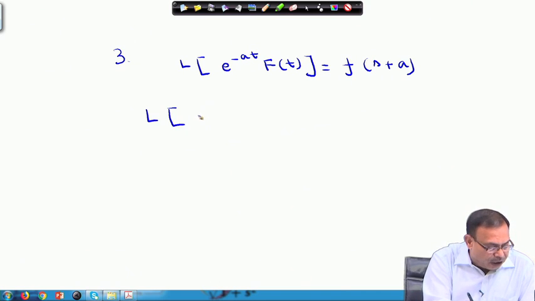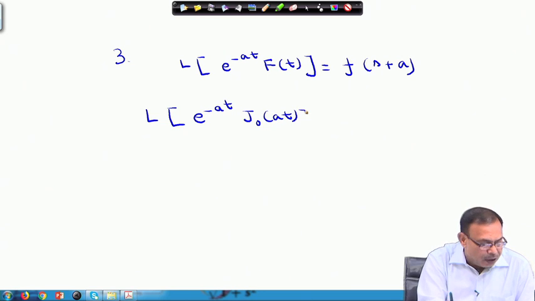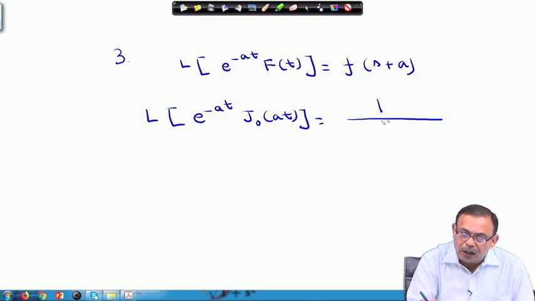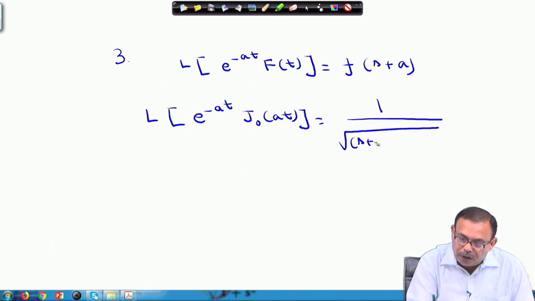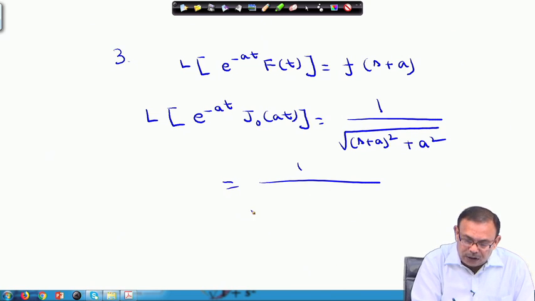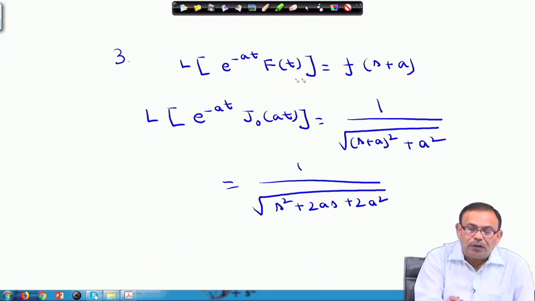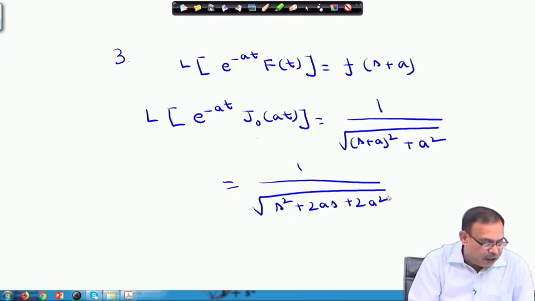So, that Laplace transform of e power minus at into J0(at) is equal to simply s will be replaced by s plus a in the earlier example. So, that 1 by root over (s plus a) whole square plus a square, and I will obtain the result as 1 by root over s square plus 2as plus 2a square. So, I am getting the Laplace transform of e power minus at J0(at) as 1 by root over s square plus 2as plus 2a square.